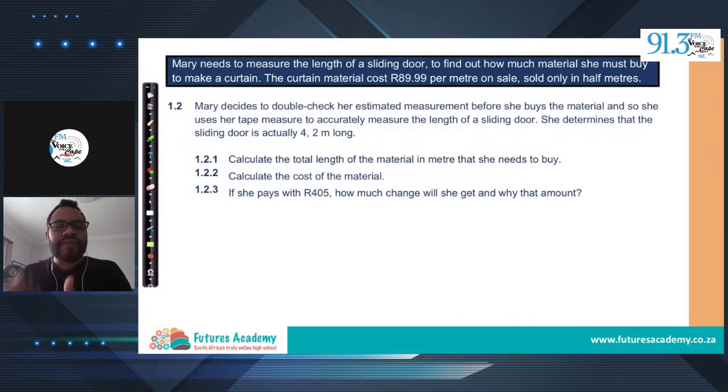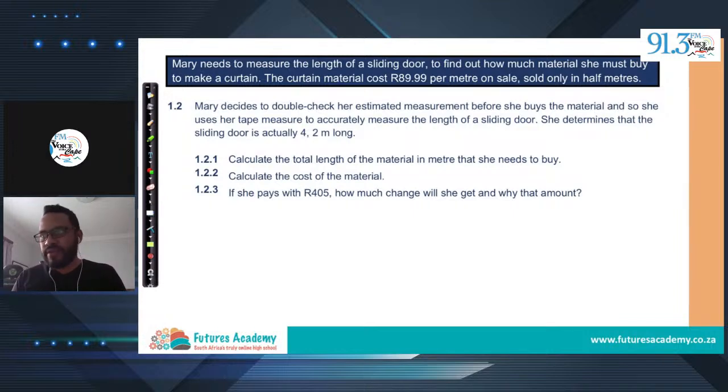If we count in halves, eventually we're going to end up at 4 meters. But it's not practical for Mary to purchase 4 meters of material for the simple reason that 4 meters is not going to cover the entire sliding door. But it's only sold in half meters, hence she would need to add another half meter to 4 meters to get to the solution there. When asking students this question very recently, some said she needs to buy 9 half-meter lengths.